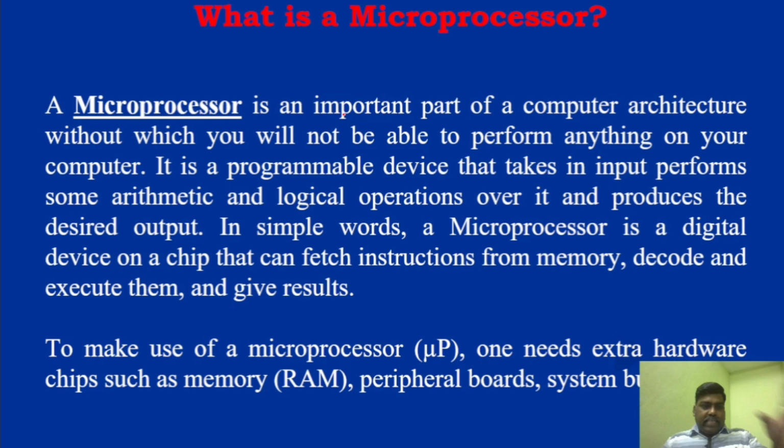So whatever I said right now is given here. You can see the microprocessor is an important part of computer architecture, without which you will not be able to perform any operations in your computer. It is a programmable device to perform arithmetic and logical operations, as I said. And you have to connect externally the memory, peripherals, system bus, everything, right?